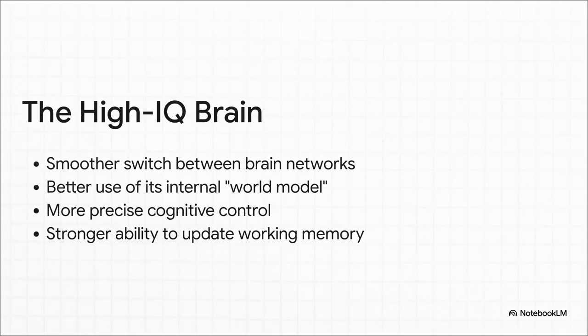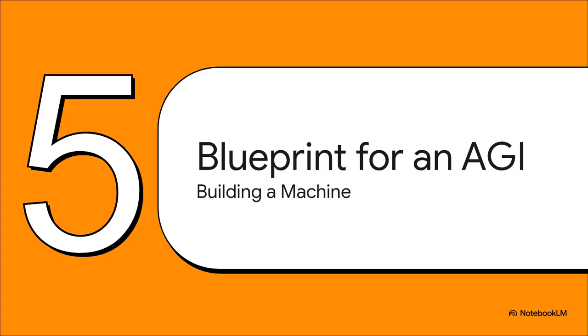And you can actually see this efficiency in action in the brain. We're talking about a smoother, less clunky switch between different brain networks. A much better ability to tap into its stored knowledge, its world model. We see more precise control over focus, and a stronger, faster ability to update what's in its working memory. It really is a finely tuned machine. So let's zoom back out for a second. If we get these principles, if we understand how this works, can we actually use them to build an artificial general intelligence, an AGI? Well, the source lays out a pretty detailed blueprint.